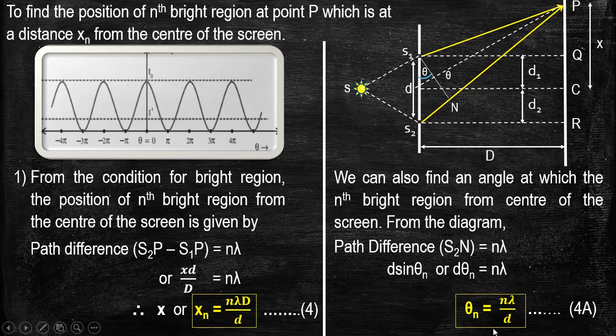Observe these two formulas correctly. xn equal to n lambda D upon d, this is the distance of any bright region from the center of the screen. Theta n equal to n lambda upon d, this is the angle at which any bright region is formed from the center of the screen.